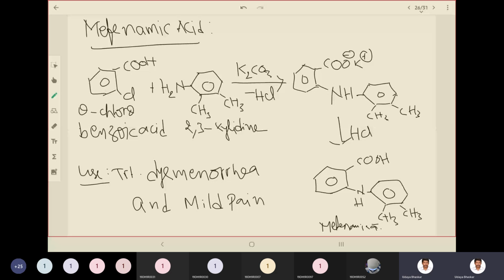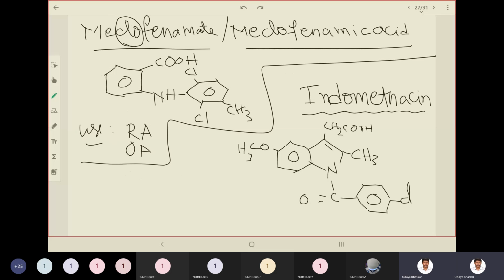And it is used for dysmenorrhea. What is dysmenorrhea? Did you check? Dysmenorrhea is menstrual cramps. Go and search more about it. This is a very particular use, so you need to remember it: meclofenamate, mefenamic acid, indomethacin, tolmetin and zomepirac.